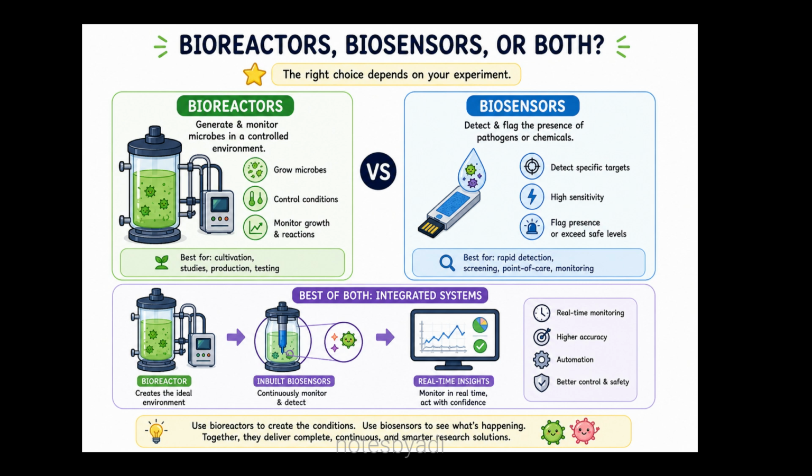Bioreactors can be an all-in-one solution to generate and monitor pathogens in a controlled environment, whereas biosensors can be used to flag the detection or presence of a certain chemical compound. In most advanced systems, biosensors are usually built into bioreactors to continuously leverage the functionality of monitoring as well as identifying certain bacteria.